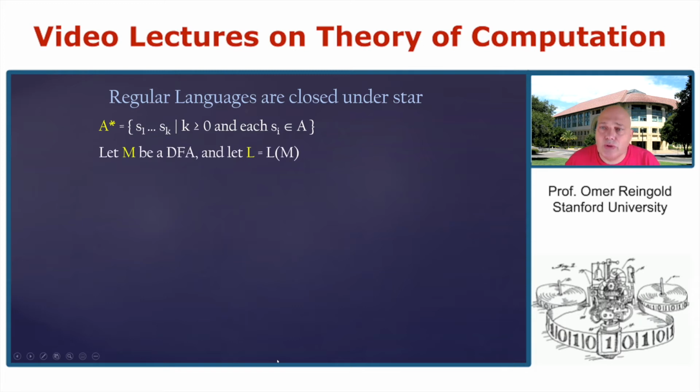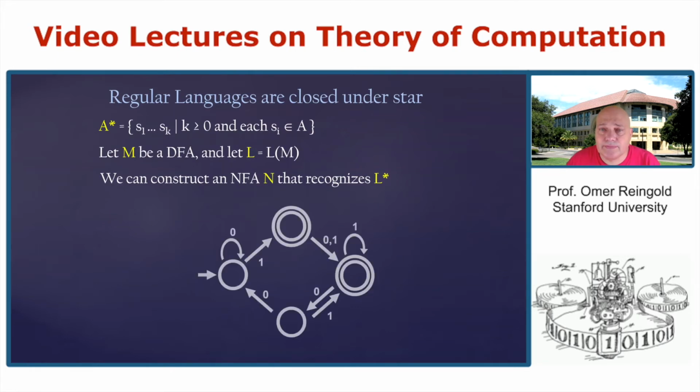So again, what we know about A is that it has a DFA M that recognizes it. So M is this DFA, and L is the language recognized by M. And now we want to construct an NFA N that recognizes L star. So this is the DFA, and now how would we do that? I let you think about it, and it is related to the concatenation.